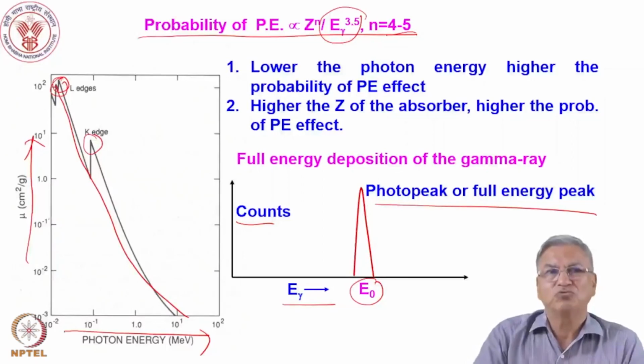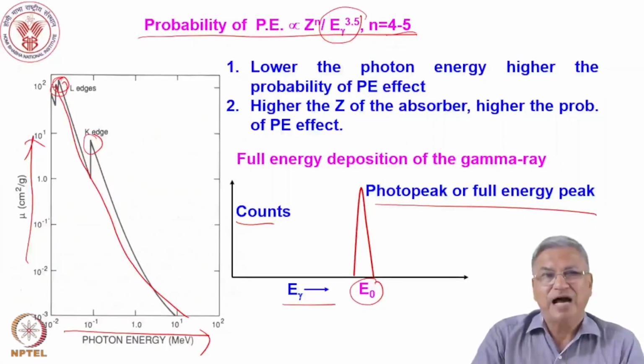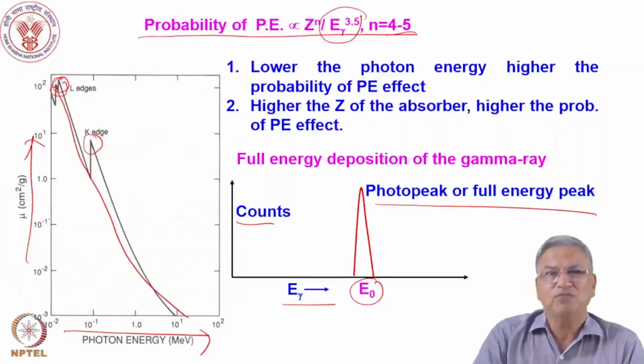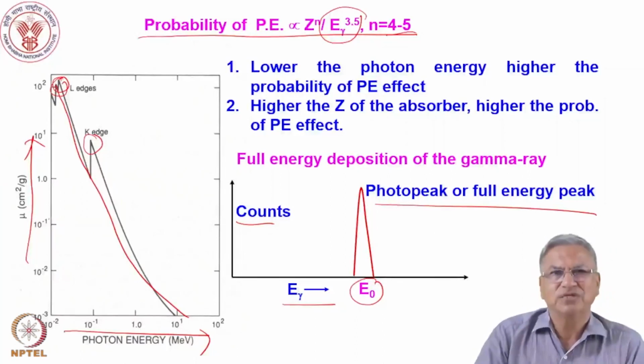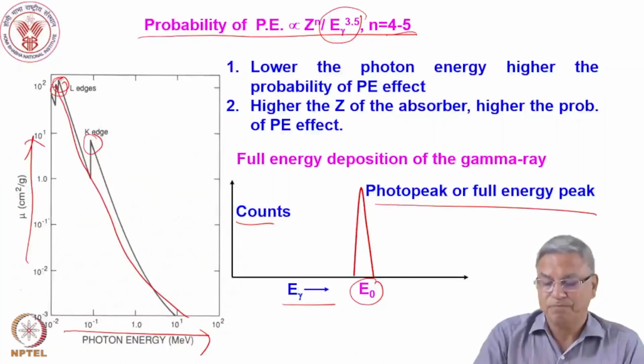Particularly it happens in sodium iodide, which we will discuss in subsequent lectures. Iodine is one of the components of sodium iodide, and the iodine X-ray might escape from the detector system, and so there will be a peak at the full energy minus the iodine K X-ray. That is called the iodine X-ray escape.